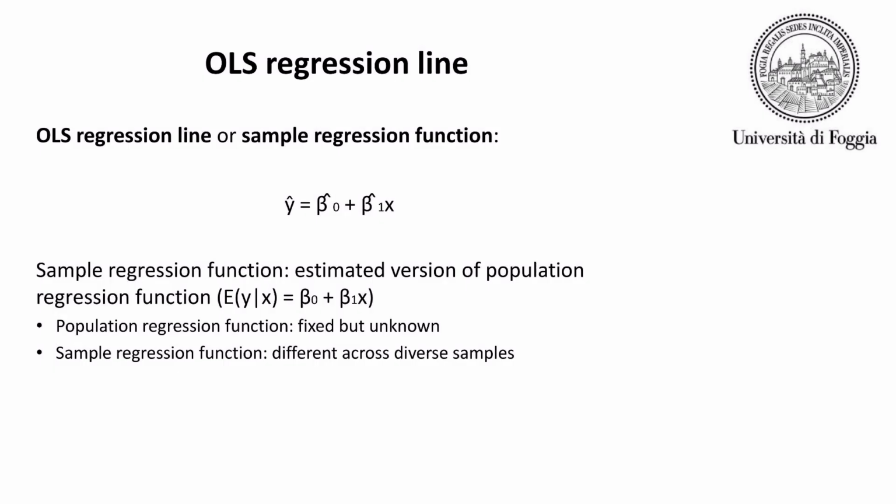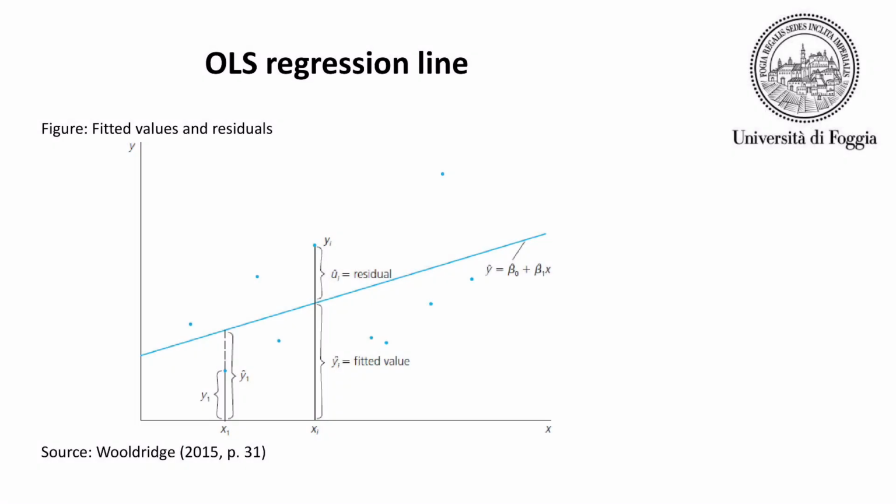The population regression function, estimated through ordinary least squares, is the sample regression function. The name ordinary least squares comes from the fact that these estimates minimize the sum of squared residuals.